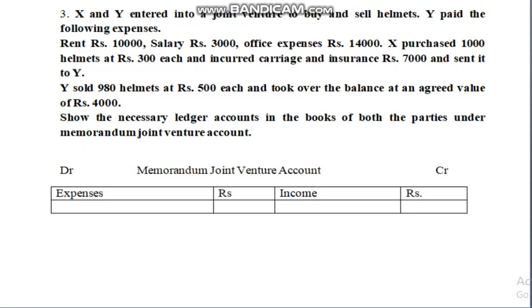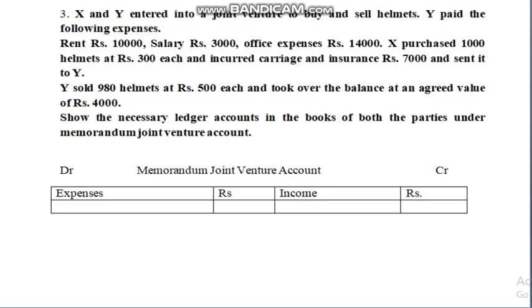In this video, I'm going to explain the memorandum joint venture account problem number 3. First, go through the problem. Here X and Y entered into a joint venture to buy and sell helmets. So here the co-venturers are Mr. X and Mr. Y, and their business is to buy and sell helmets.